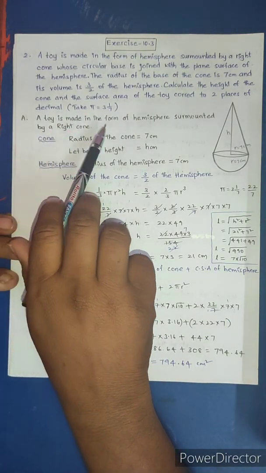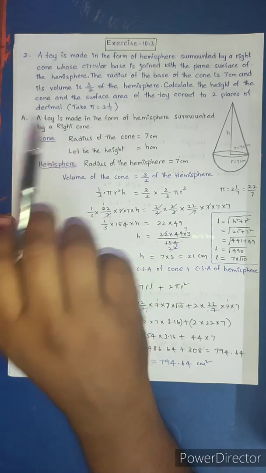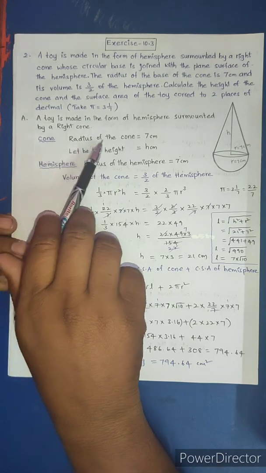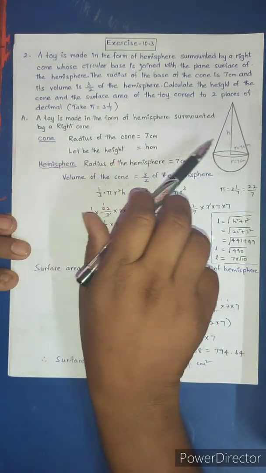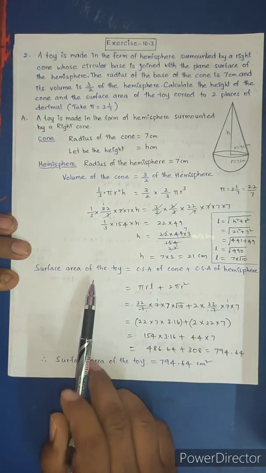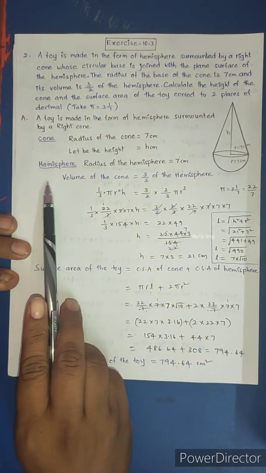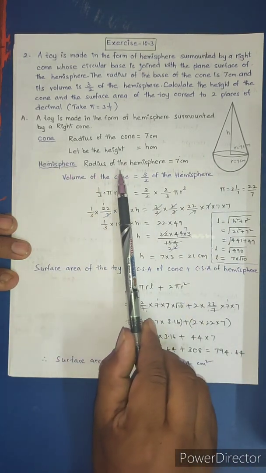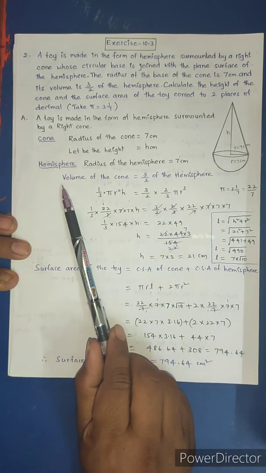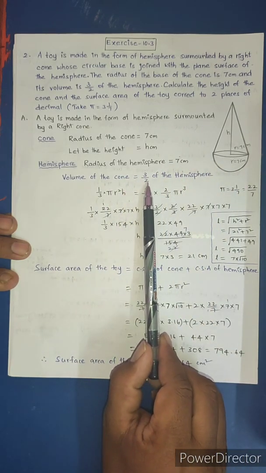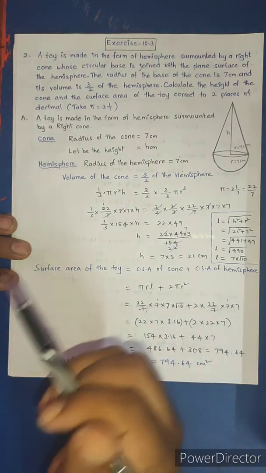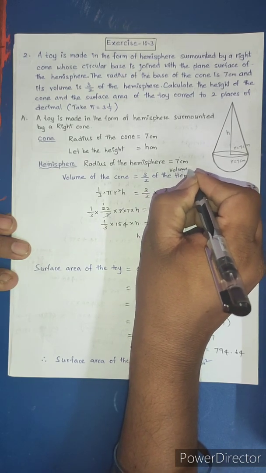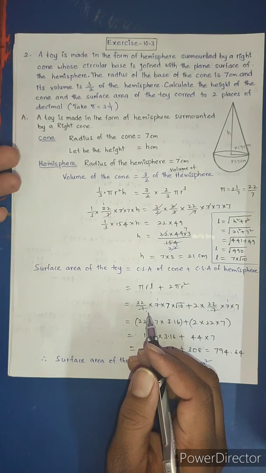Now, a toy is made in the form of a hemisphere surmounted by a right cone. 2 shapes, one is cone, another one is hemisphere. Cone, radius of the cone 7 centimeter. Height asked to find, so let the height be h centimeters. Hemisphere, radius of the hemisphere is 7 centimeter. Volume of the cone is equal to 3 by 2 times the volume of hemisphere. So here biggest volume is cone.